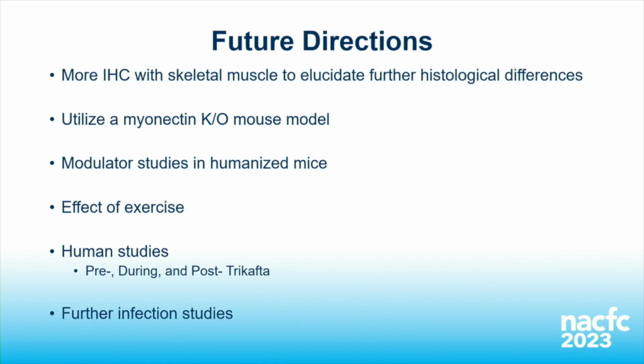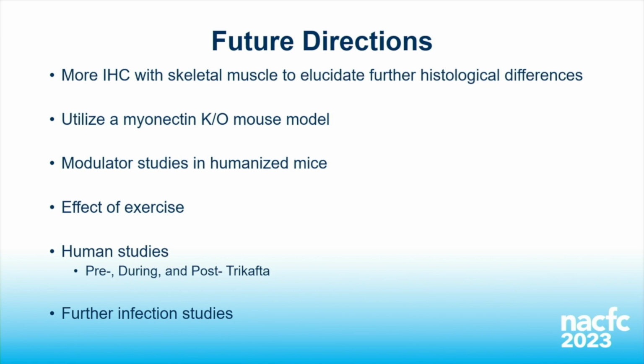There are a lot of directions in which we would like to take this study. To begin, we would like to perform more immunohistochemistry to elucidate further histological differences in the skeletal muscle of our wild type and CF mice. We would also like to utilize a myonectin knockout mouse model and cross that with a CF mouse model to see if knocking out myonectin in our CF mice corrects any of the lipid metabolism dysregulation that we observe.